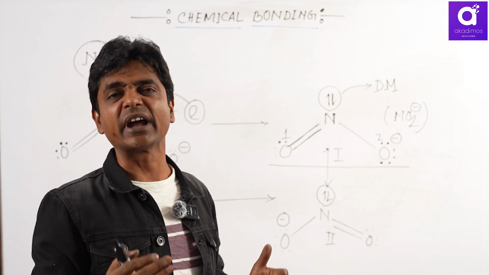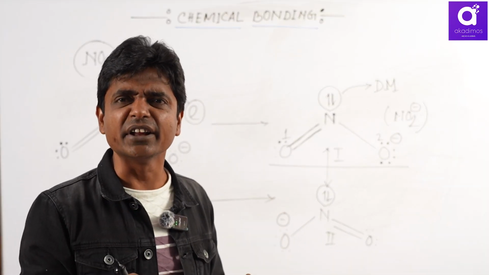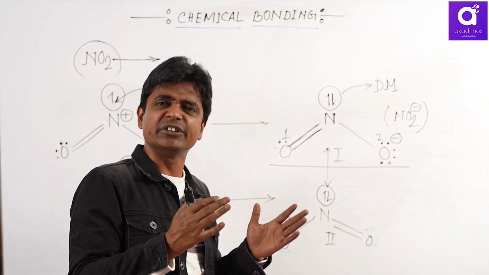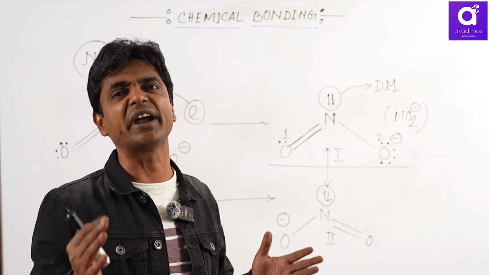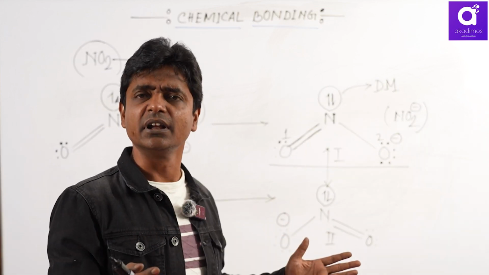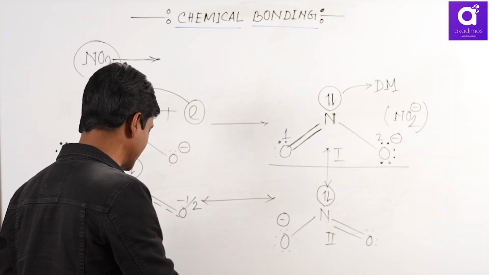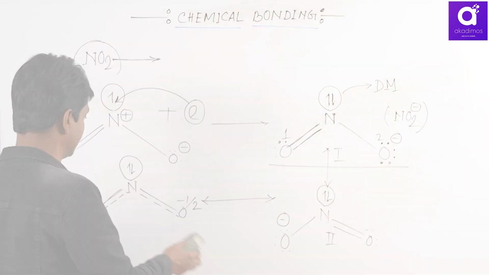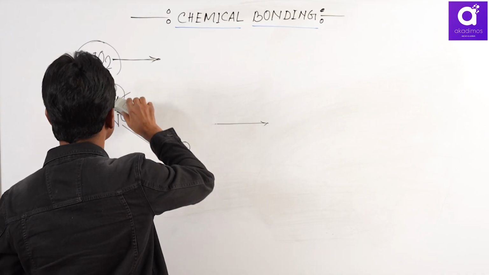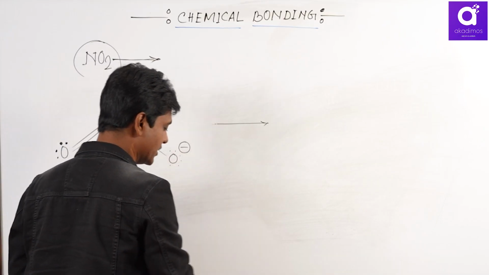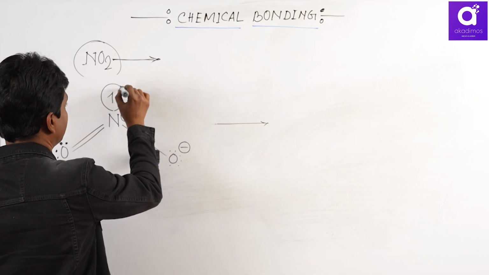That's why NO2 can easily form NO2 minus by accepting an electron. That means NO2 can reduce easily to NO2 minus, and that species is available in our chemistry, mainly in inorganic chemistry. I'll show you another way by which it will get octet. See the magic, how oxidation also gives the octet of nitrogen.